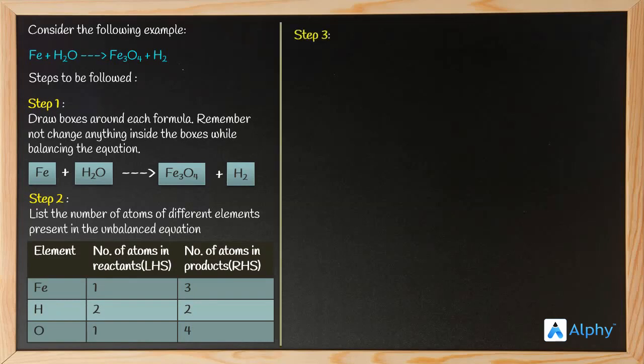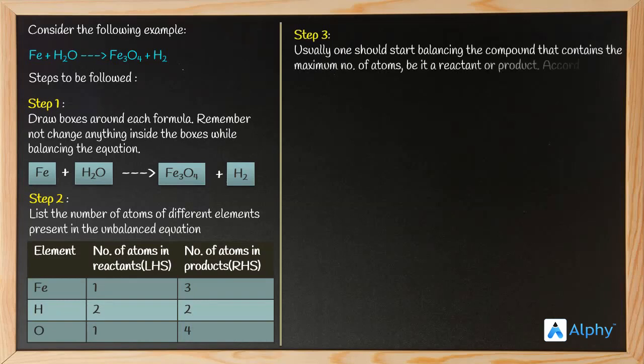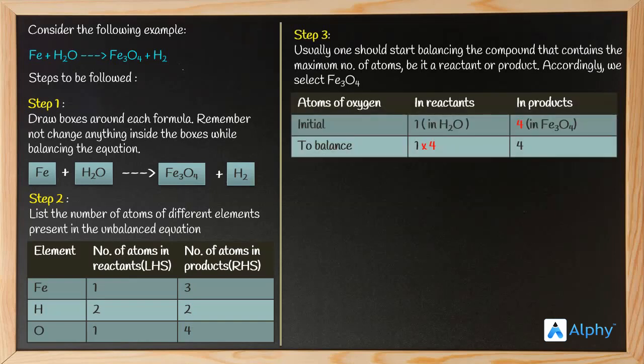Now step 3. It is not a compulsory rule, but one should usually start balancing the compound that contains maximum number of atoms, be it a reactant or a product. Accordingly, we select Fe3O4 and oxygen atom within it. Now the table displayed here counts the number of atoms of oxygen on left hand side and right hand side of the equation. The first row shows initial number of atoms. We have 1 oxygen atom on the reactant side while there are 4 on the product side. So to balance the number of atoms, we multiply the coefficient of H2O on the reactant side with 4.